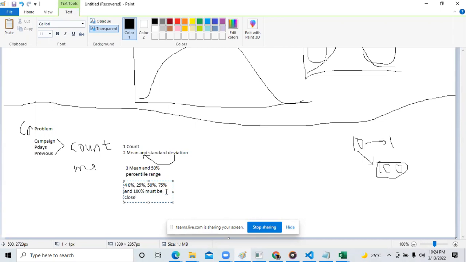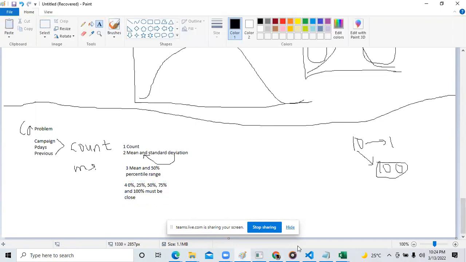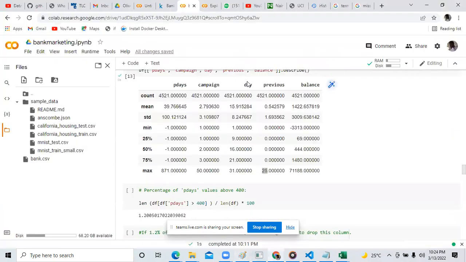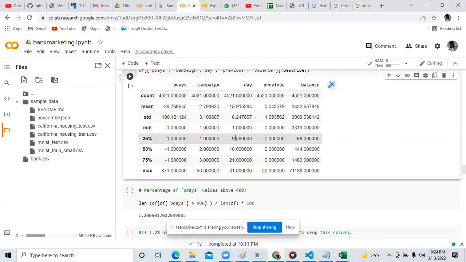Right? Let's say they must be close, right? So for example, I already explained, look at this day variable. The 0% is 1, 25% is 9, 50% is 11, 75% is 21, and maximum is 31. This looks like a balanced data set for me based on this condition. Unlike when you have 1, 9, 16, 21, and your maximum is 1000.